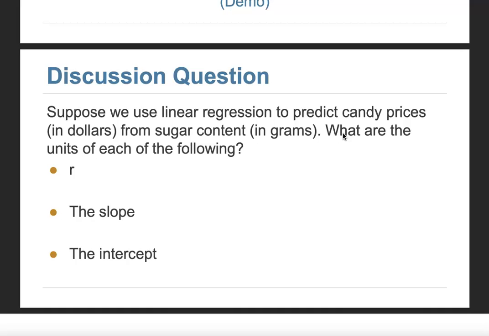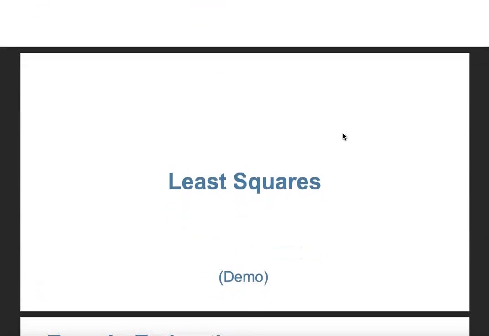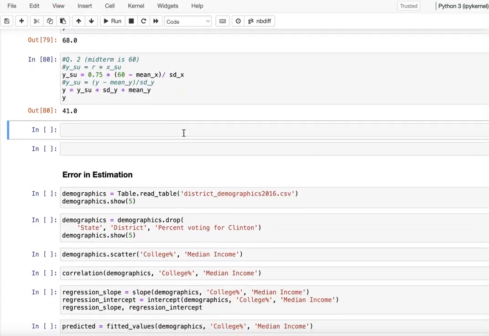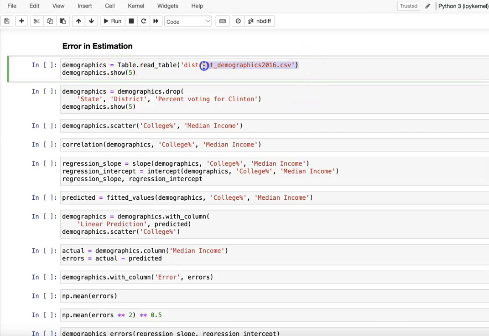So in the last minute for this video and the next video, let's talk about our topic for lecture 31. Let's talk about least squares. Before we talk about the definition, let's go to the demo example. In this demo, we will show you the error in estimation. In this example, we have another data set. This data set is the presidential election result in 2016.